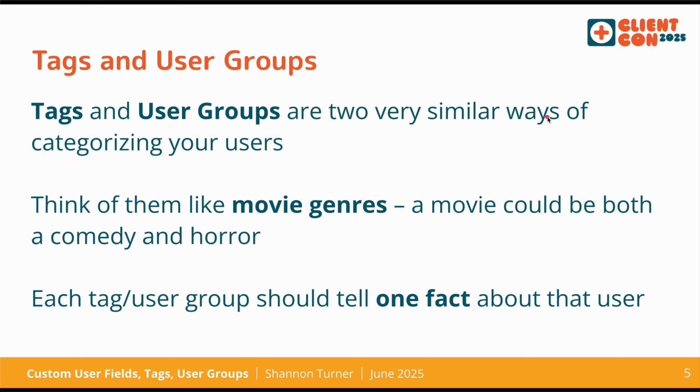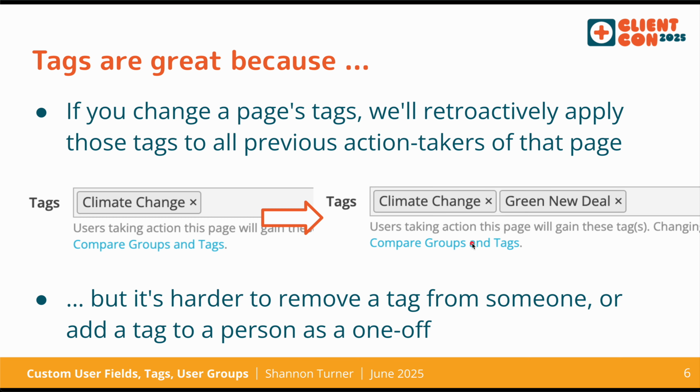So let's get started. Tags and user groups are two very similar ways of categorizing your users. I like to think of them as movie genres because a movie could be both a comedy and a horror. And every tag and user group should tell one fact about that user.